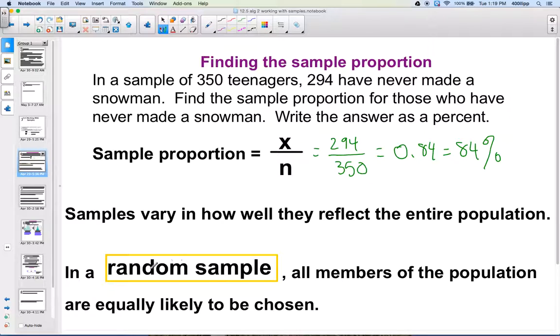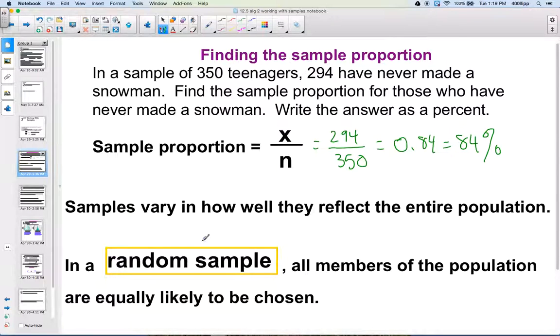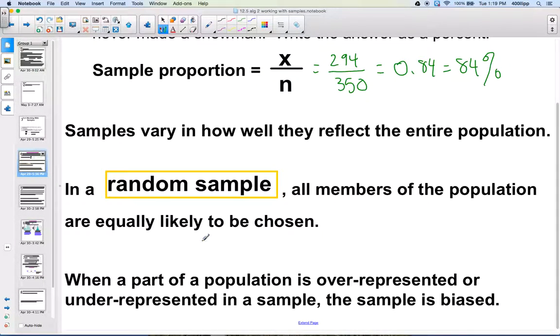Okay, so that means that you're going to want to have a random sample. So in a random sample, all members of the population are equally likely to be chosen. And when a part of a population is overrepresented or underrepresented in a sample, the sample is biased. Just like what we talked about for the Maui teenagers versus the New York teenagers, it's going to be biased if we ask one over the other.